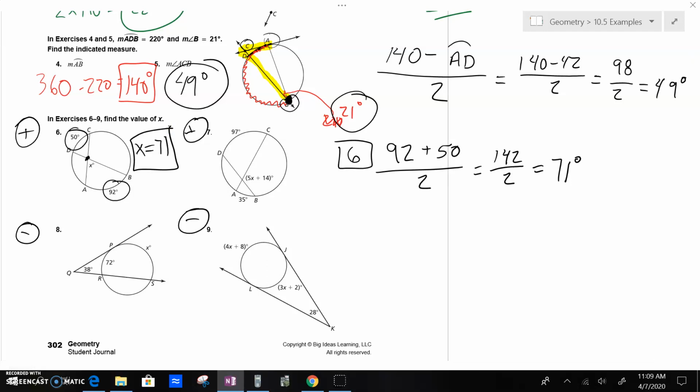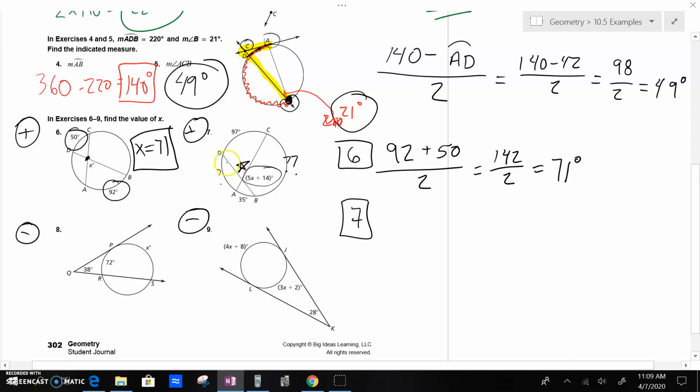In number 7, we're going to do much the same thing, but this one's going to require a few more steps. So they're actually asking for a bit more problem solving, which is good for you guys. We don't have the arcs associated with this angle. So we don't have the arc here, and we don't have the arc here, and we don't need to get them. What we do need to do is go in here and get this angle measure.